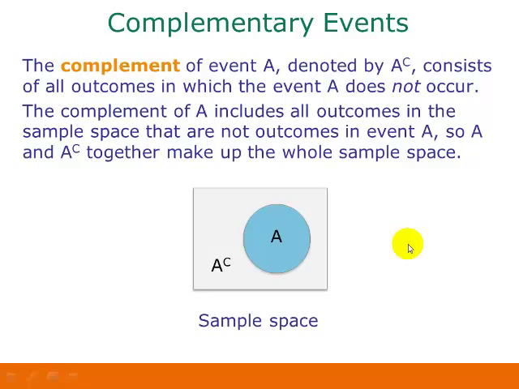Sometimes this is easier to look at in a picture. So if we have our whole sample space represented by the box, and then event A represented by everything that's in the circle, A complement would be everything in the box that's outside of the circle. So if we put A and A complement together, that gives us the whole sample space. But A and A complement don't have any overlap. There's nothing that can be in both of those.